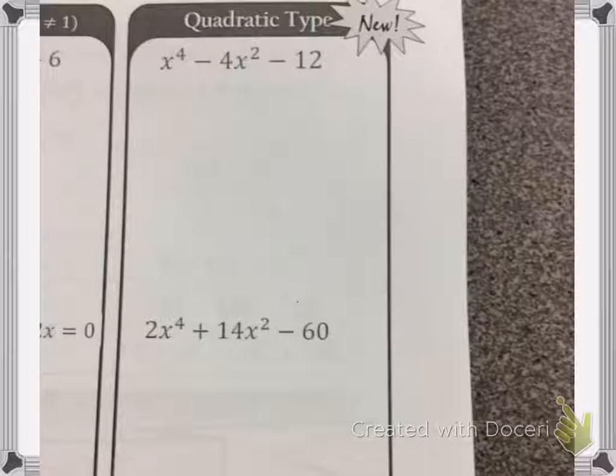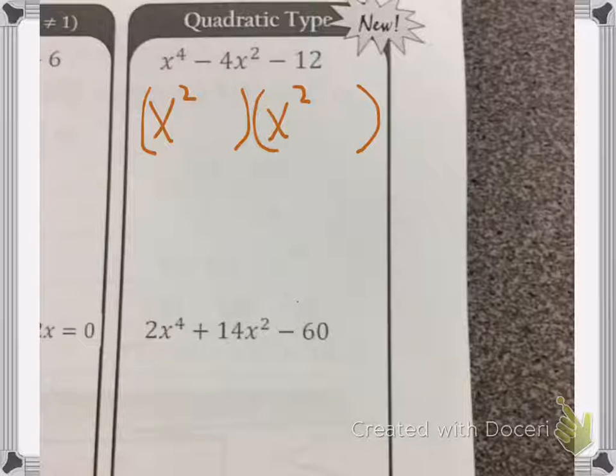Okay, this next type is called the quadratic type, but this time we have a power of 4 instead of a power of 2. That power of 4 is going to be separated into x squared and x squared. Then we're going to do the same thing we did on the squared ones. We're going to find two numbers that will multiply to a negative 12 and add to a negative 4. So let's try 6 and 2 there. The 6 would have to be negative and the 2 would have to be positive.